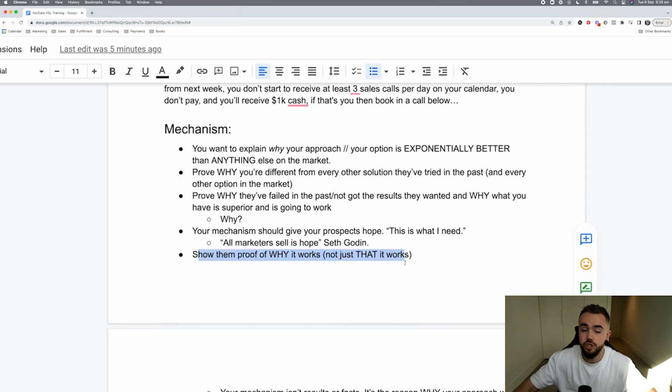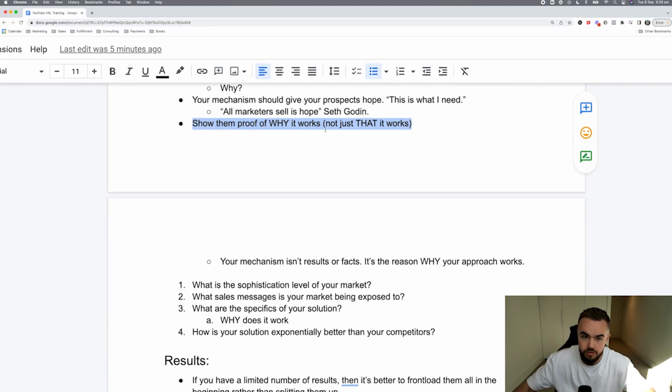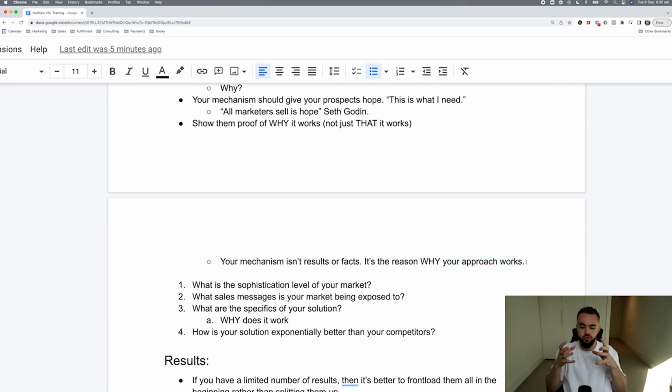And then obviously you want to show proof on why it works, not just that it works. Okay, and what this means is that I'm not speaking here specifically to results or case studies or whatever. It's why does it work? Like, why does it work? Like from an actual functional standpoint, right?